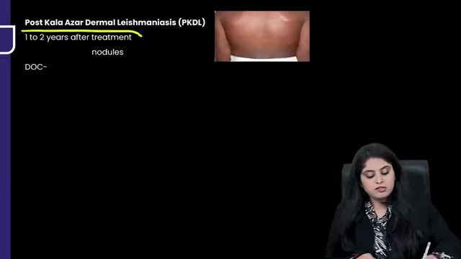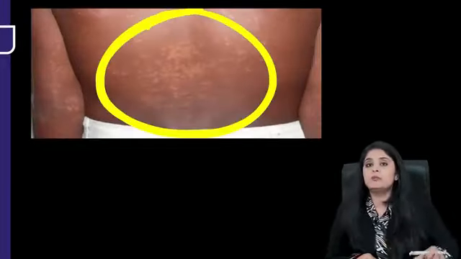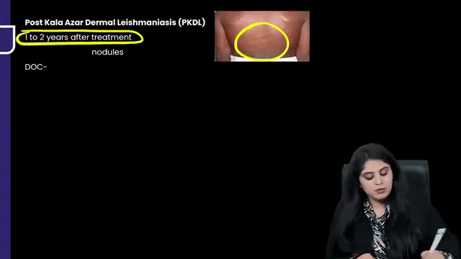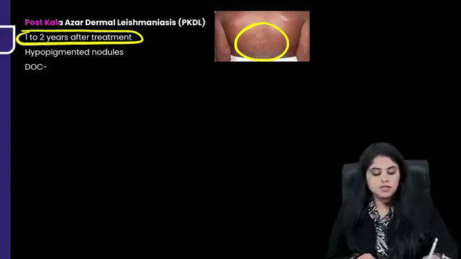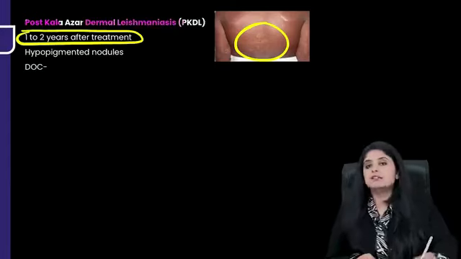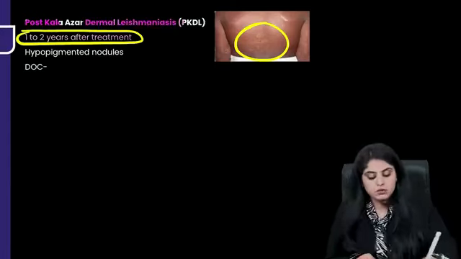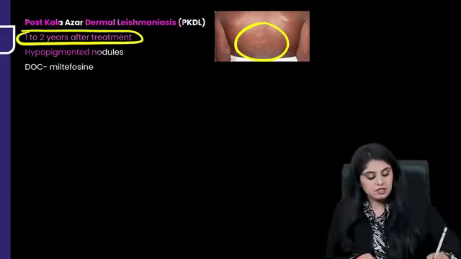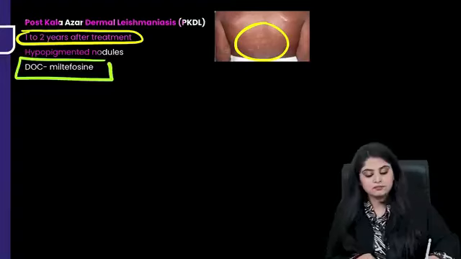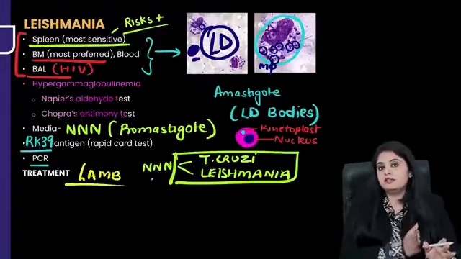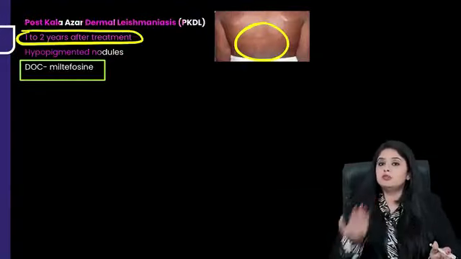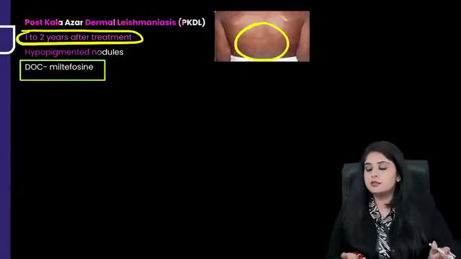So 1 to 2 years after treatment, sometimes the patient will land up with these kinds of hypopigmentations, and these hypopigmented nodules will be post Kala Azar, and since it is on the skin, it is dermal. Post Kala Azar dermal leishmaniasis occurs 1 to 2 years after treatment, shows you hypopigmented nodules, and the treatment is going to be miltefosine. So remember, if they ask you the treatment of Leishmania Kala Azar, it is liposomal amphotericin B, but for post Kala Azar dermal leishmaniasis, it is miltefosine.